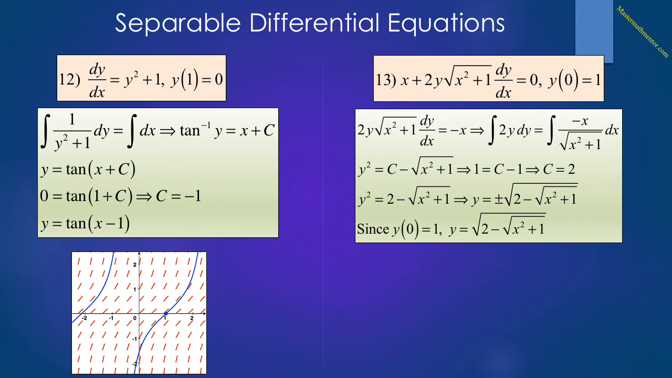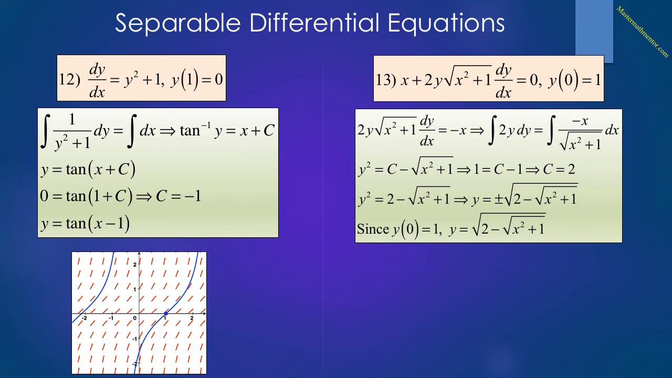13 reads x plus 2y square root of x squared plus 1 dy/dx is equal to 0, and y of 0 is equal to 1. To separate, we write 2y square root of x squared plus 1 dy/dx is equal to negative x, and therefore 2y dy/dx is equal to negative x over the square root of x squared plus 1. We are separated so we can integrate both sides.